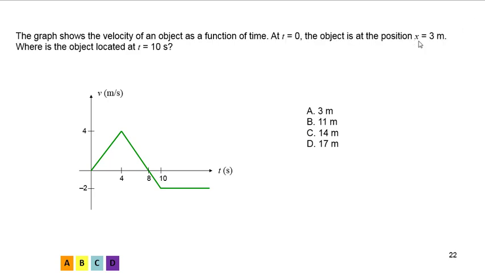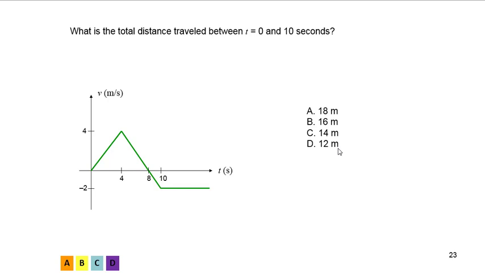Now they've given us the initial position of 3 meters, and I want to know where is the object located at t equals 10 seconds. So press pause and try to work through that. Well, we just found that the displacement was 14 meters total. That's delta x equals x final minus x initial. X initial was 3 meters. So that means that after a displacement of 14 meters, we end up at a position of 17 meters.